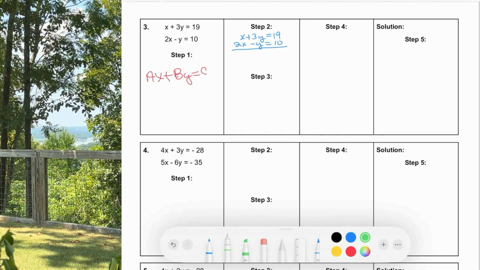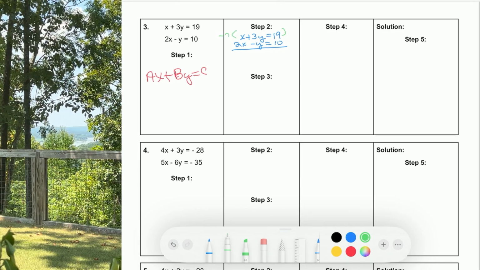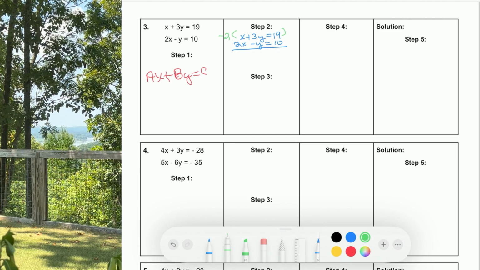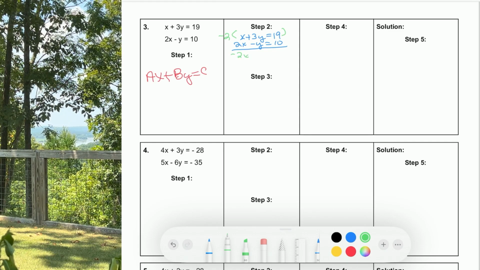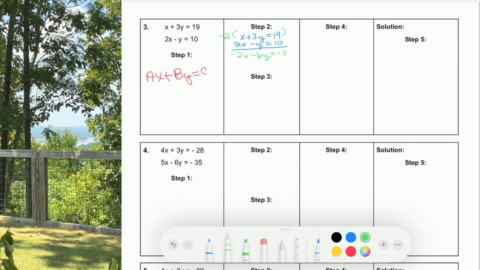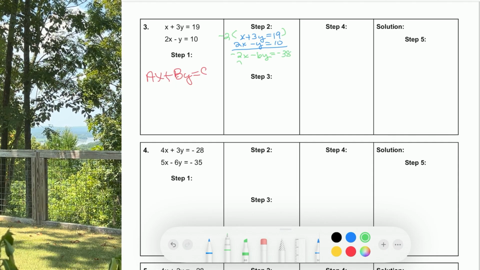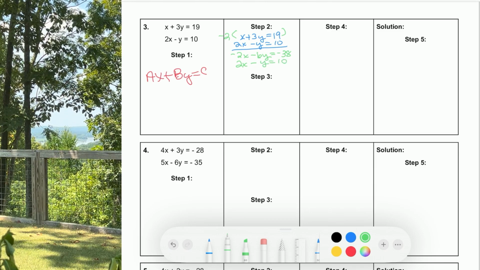So I'm going to multiply this top equation by a -2. And the reason it's a -2 is because I need an opposite sign 2 so that my 2's will actually cancel out. I end up with -2x minus 6y equals -38 because I have to multiply that -2 through the whole thing. And then I'm just going to rewrite my other equation here because we didn't change it at all.